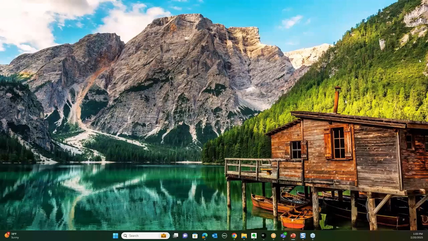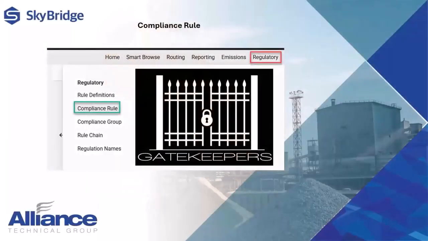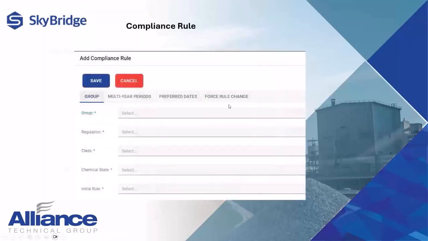Shouldn't take too long. So on screen one here, I'll show you, of course, the introduction. What we call it here is the gatekeeper. The reason we call it the gatekeeper is because nothing can get into SkyBridge unless it has the compliance rule table populated. Okay, so that's the gatekeeper. It won't let anything into SkyBridge.